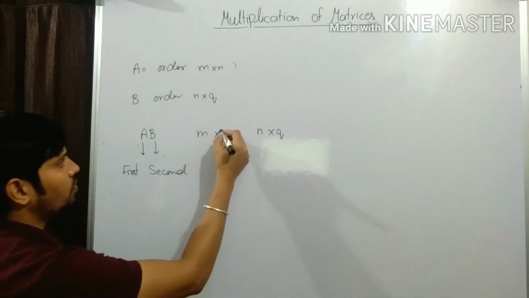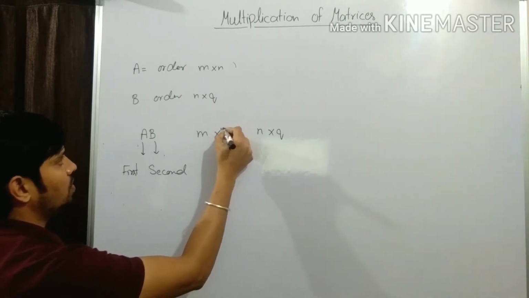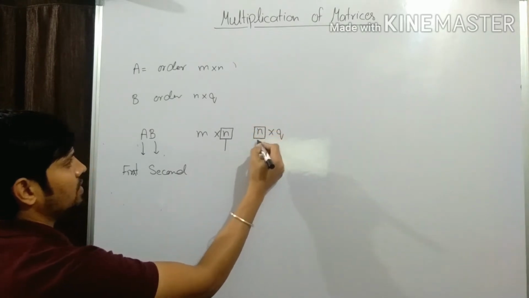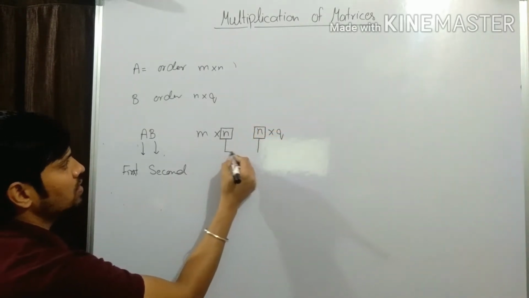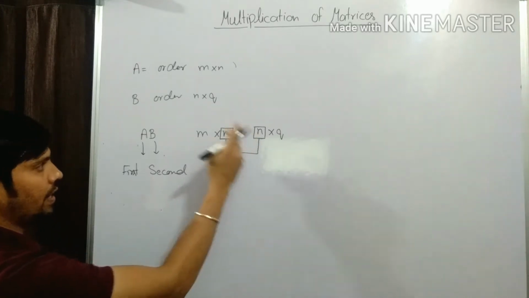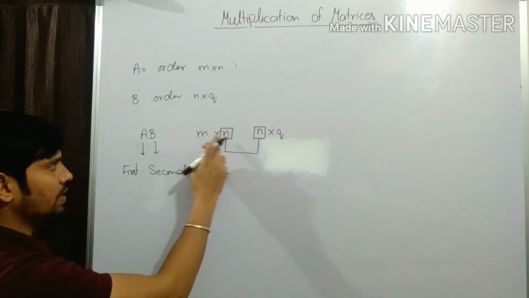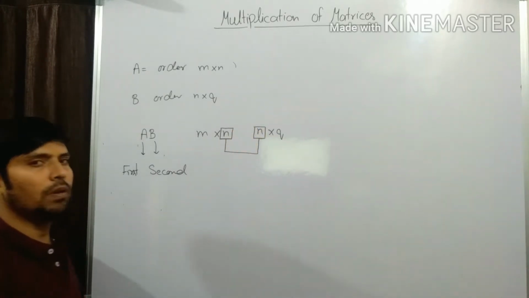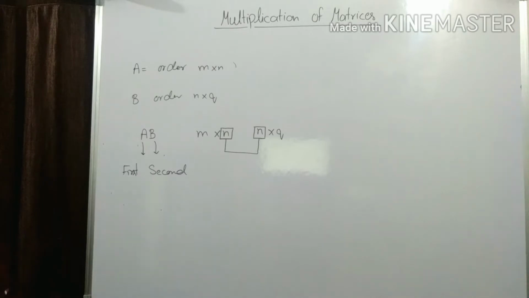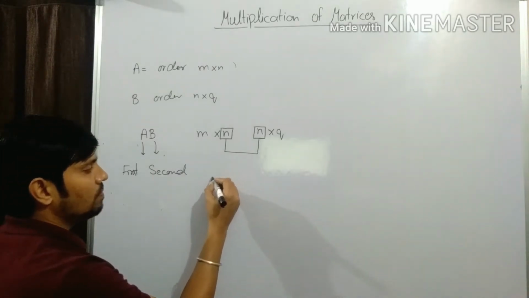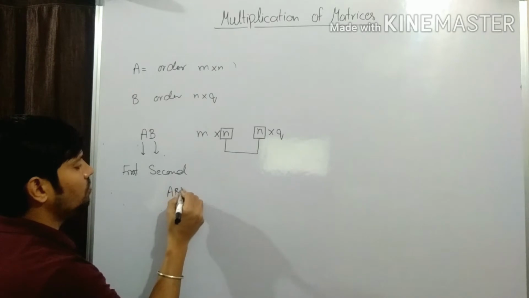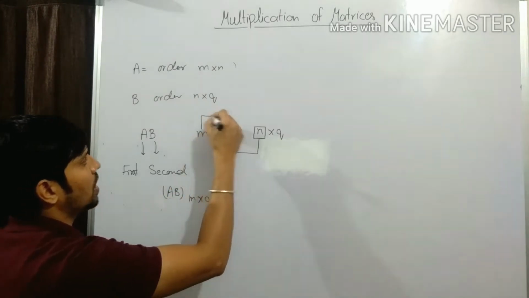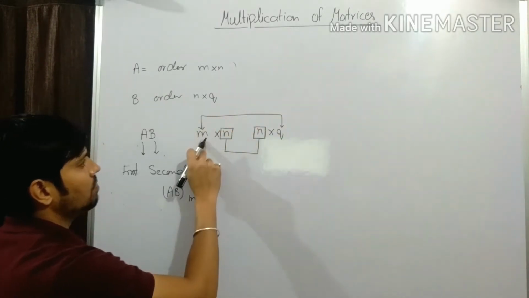Now we will see the number of columns of the first matrix. The number of columns of the first matrix and the number of rows of the second matrix are the same. You can see both are the same. This is n. The number of columns in the first matrix and the number of rows in the second matrix are the same. Then the multiplication of these two matrices is possible, and the order of the new matrix which will form will be m cross q.